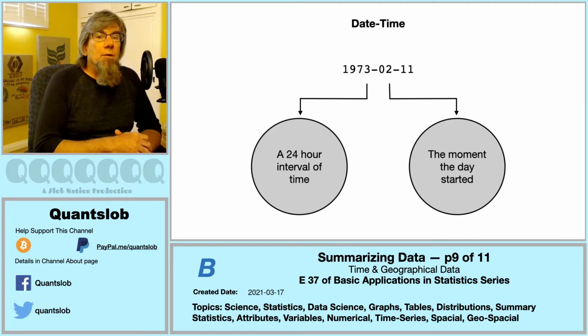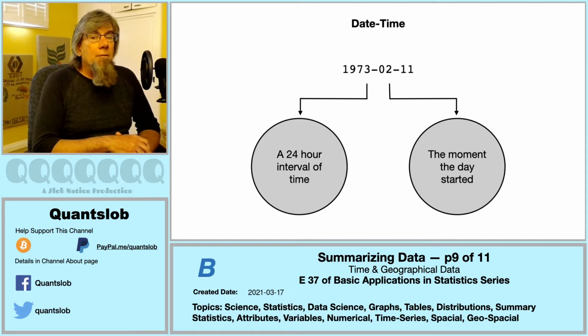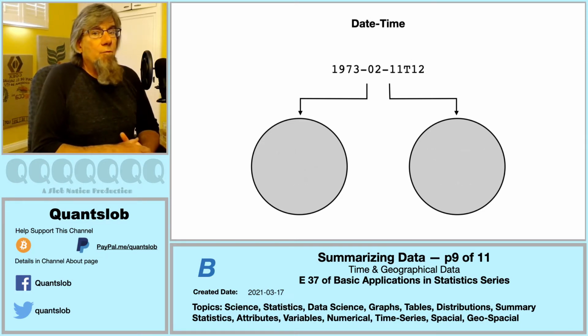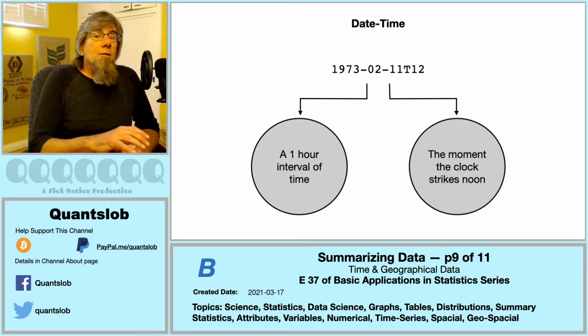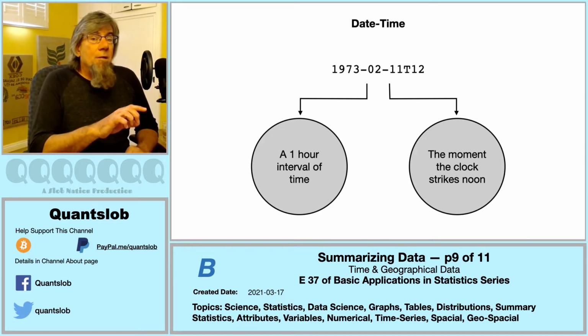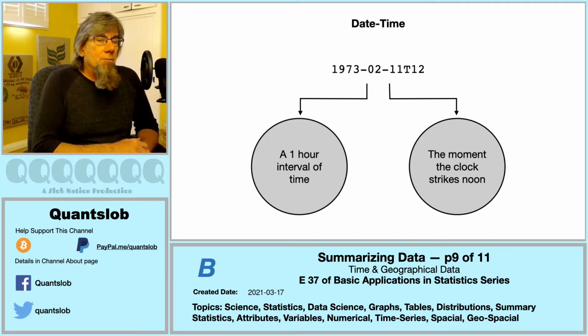So, for example, consider the date representation for February 11, 1973. And I think for most people, the natural interpretation would be that this refers to the entire day. But it may also refer to the moment the day started, midnight of February 10th. The contrast is more apparent when we include a time component. Now, typically, if we say noon on Sunday, we are referring to a point in time, like I'll meet you at such and such place at noon. However, this representation can also refer to the 1-hour interval of time that starts at noon.